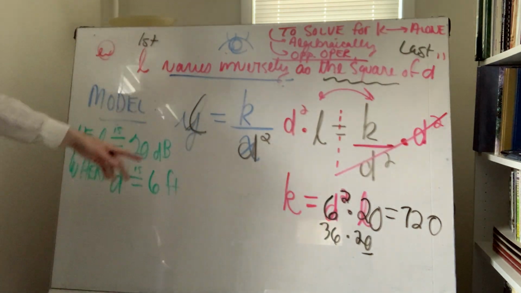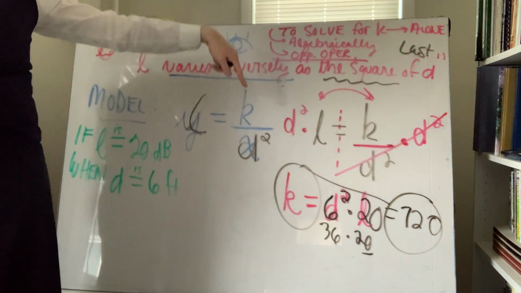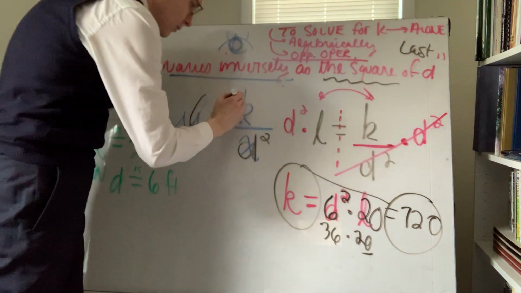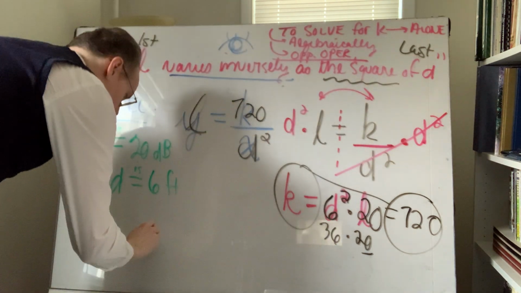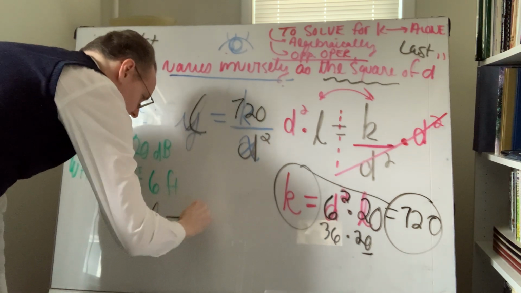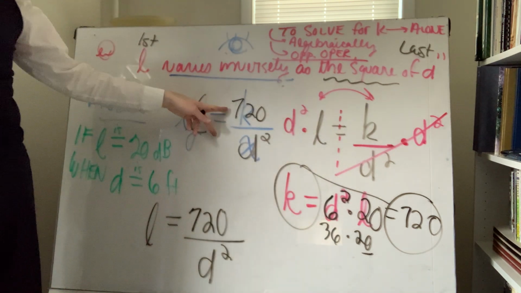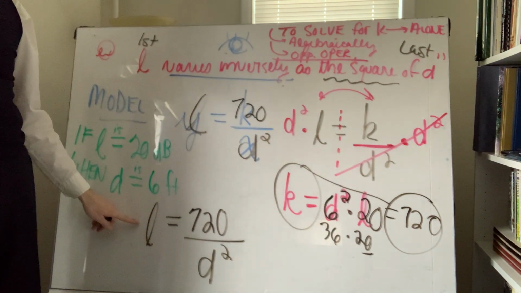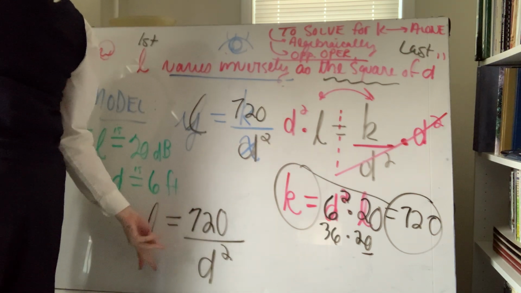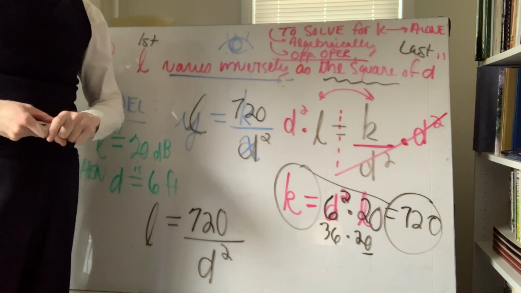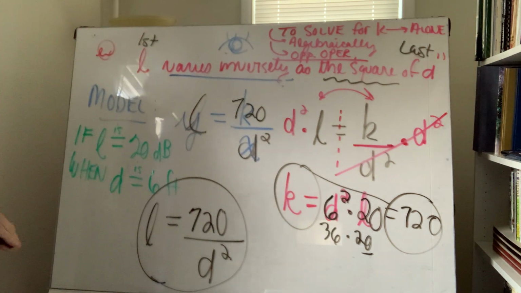All right? That means that if I take this number, 720, which is what k is, and then go back to the model that we have modified, it would sit right there. Which means that our model is now L is equal to 720 over d squared. We took the general model and we've adapted it. Now we have to just substitute a number here and a number here if we want to do some other problem. But they're not asking us to, so that's sufficient.